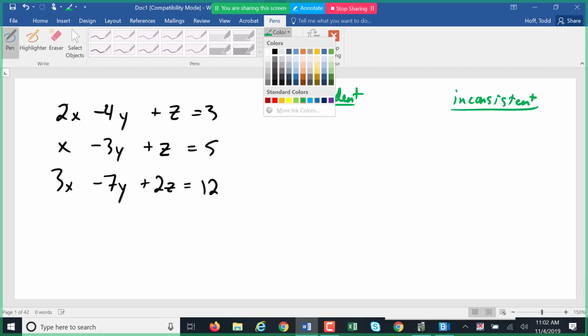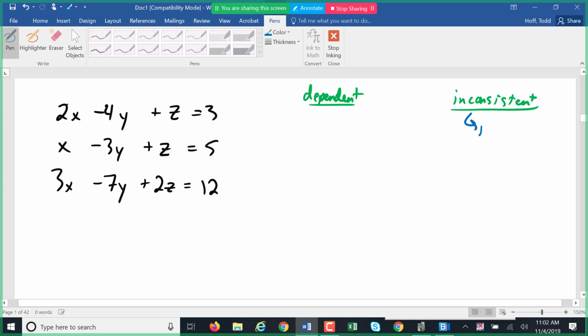In inconsistent systems, they were basically parallel lines. They had no solutions. When we went to solve the equations, they gave us something that just couldn't happen, like 7 equals 4 or something like that. There was no solution to them.